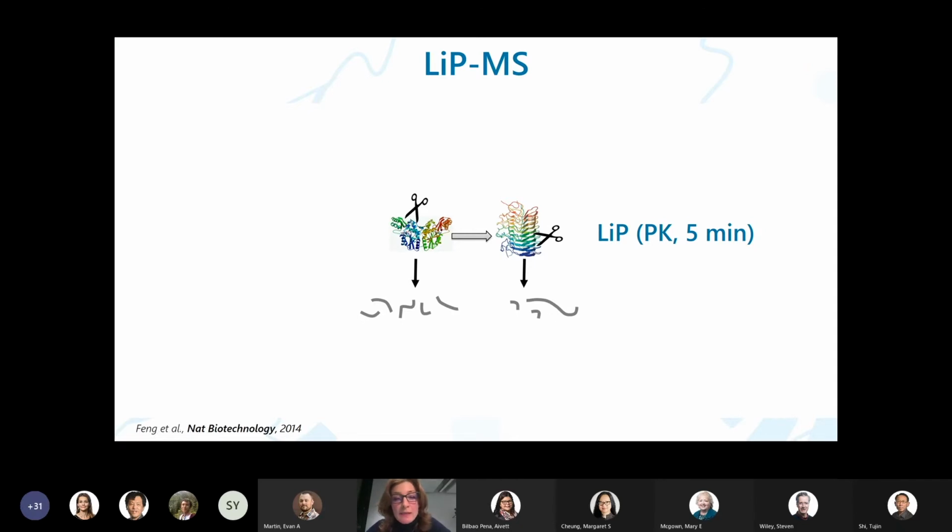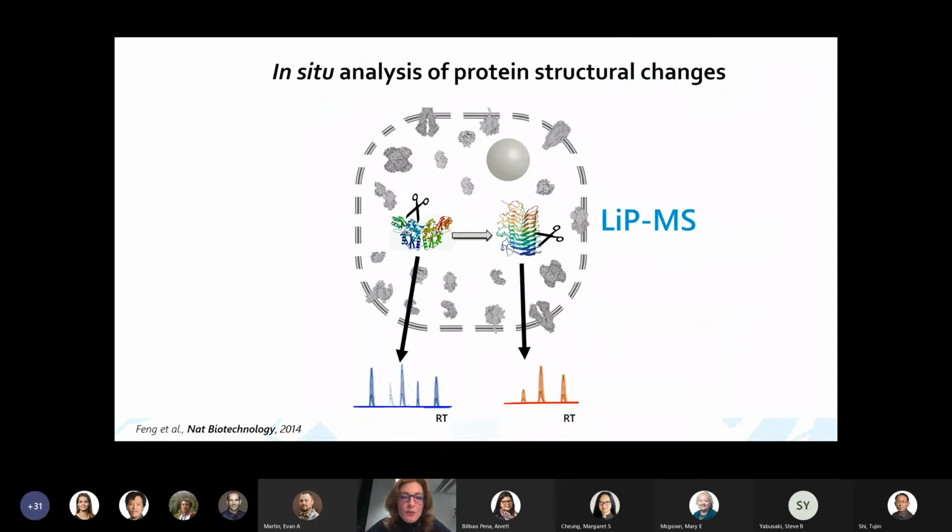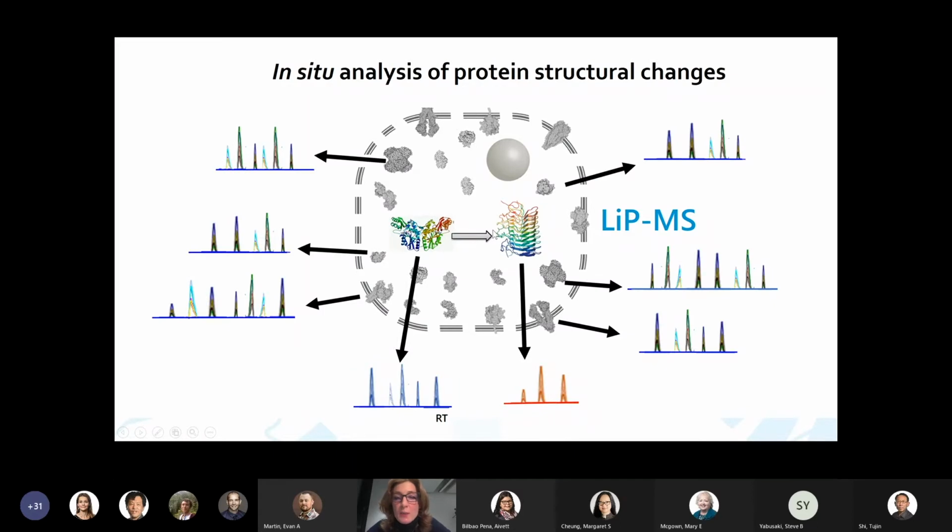So what we do next is to denature them with guanidinium or urea, and then we digest them completely with trypsin. So from here on, that's the classical proteomics approach you're all familiar with. And then we measure the resulting peptides by mass spectrometry. Bottom line is that we generate proteolytic fragments that change when the structure of a protein changes, and we can measure these proteolytic fingerprints for all detectable proteins in a lysate.